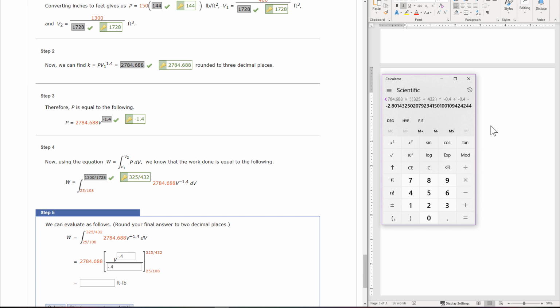Now I'm going to do a subtraction, and I'm going to subtract essentially the same thing. I'm going to open up another parentheses, and then for V, I'm going to put in the 25 divided by 108. Close my parentheses so I can raise this to the negative 0.4 power, and then again I'm going to divide this by negative 0.4. So that's the second part of the fundamental theorem of calculus. That's like F of A. And then I'll close the parentheses.